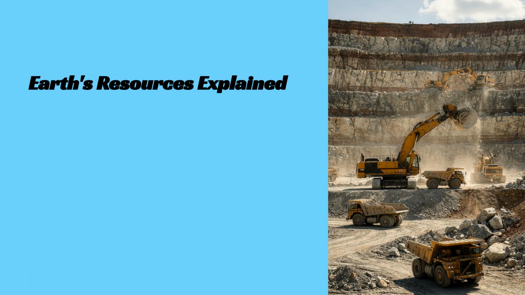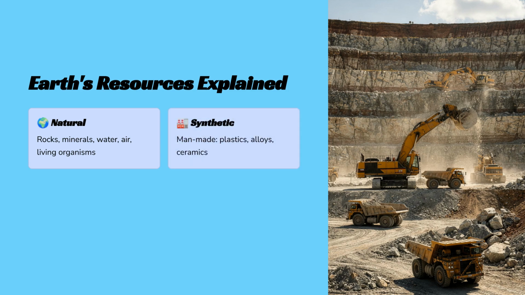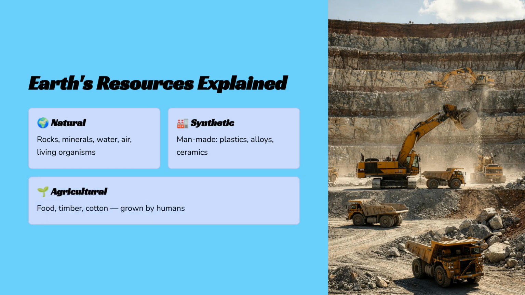Earth's resources can be explained in three main categories. Natural resources include things like rocks, minerals, water, and living organisms. Synthetic resources are man-made, such as plastics, alloys, and ceramics. Agricultural resources are grown by humans, for example, food, timber, and cotton.